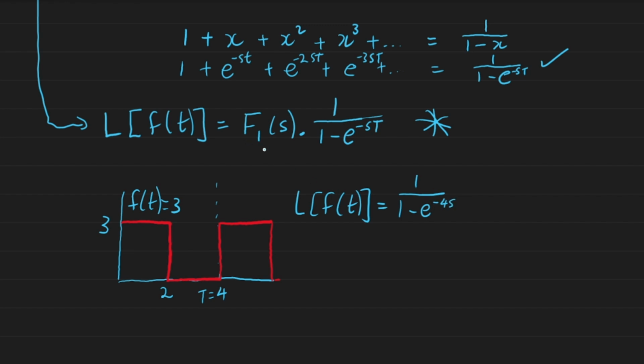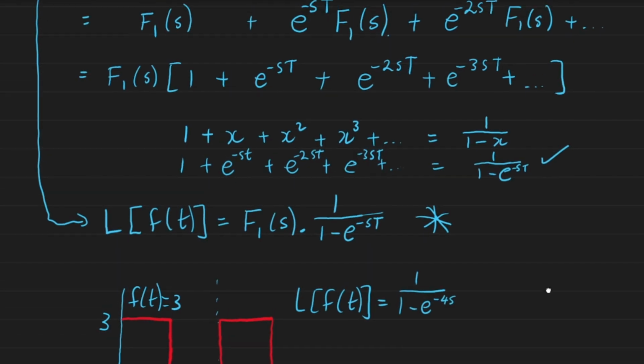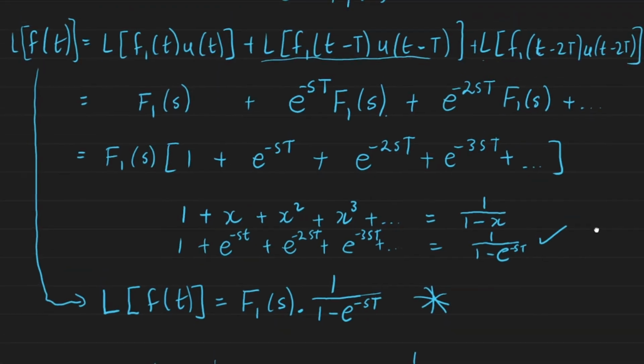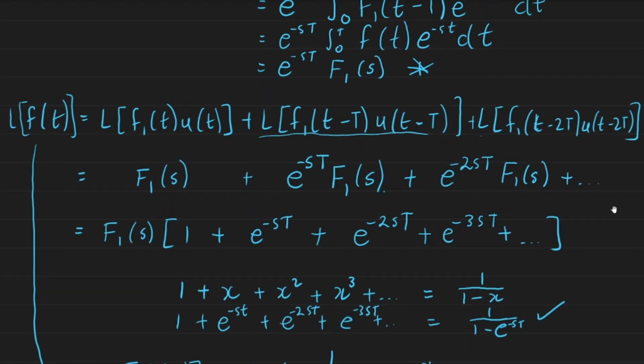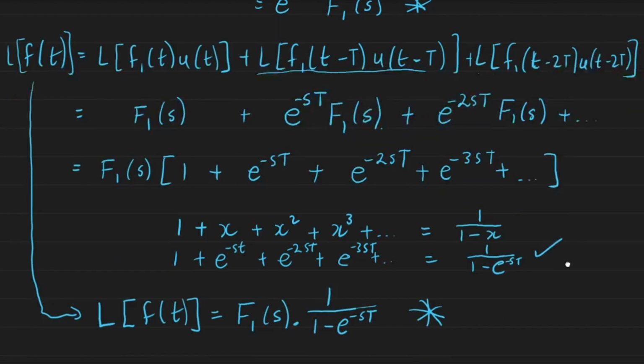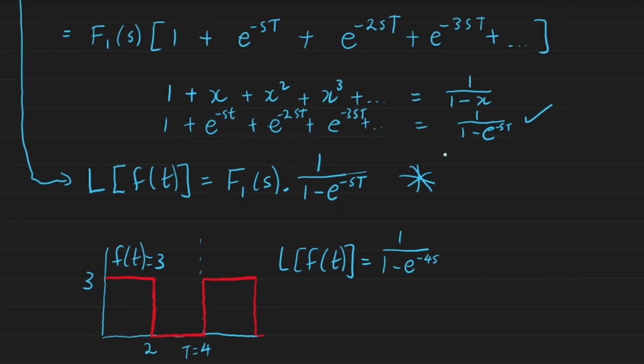And this f1s, let's just remind ourselves what that is. So this f1s, we can see in this derivation, was the integral from 0 to T of f of t e to the minus st. So let me just write that down here. So f1s is equal to the integral from 0 to T of f of t and then e to the minus st dt.